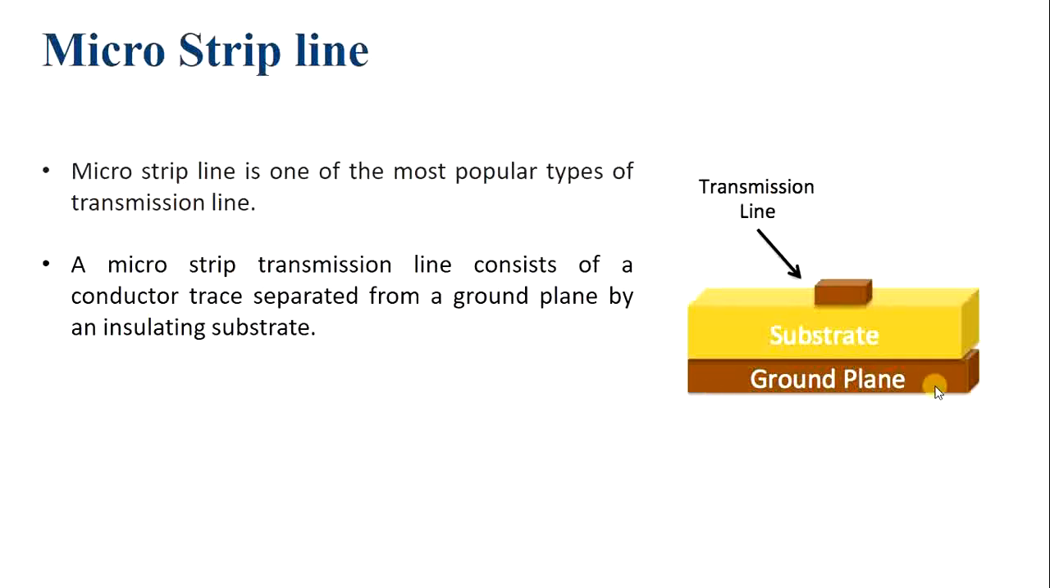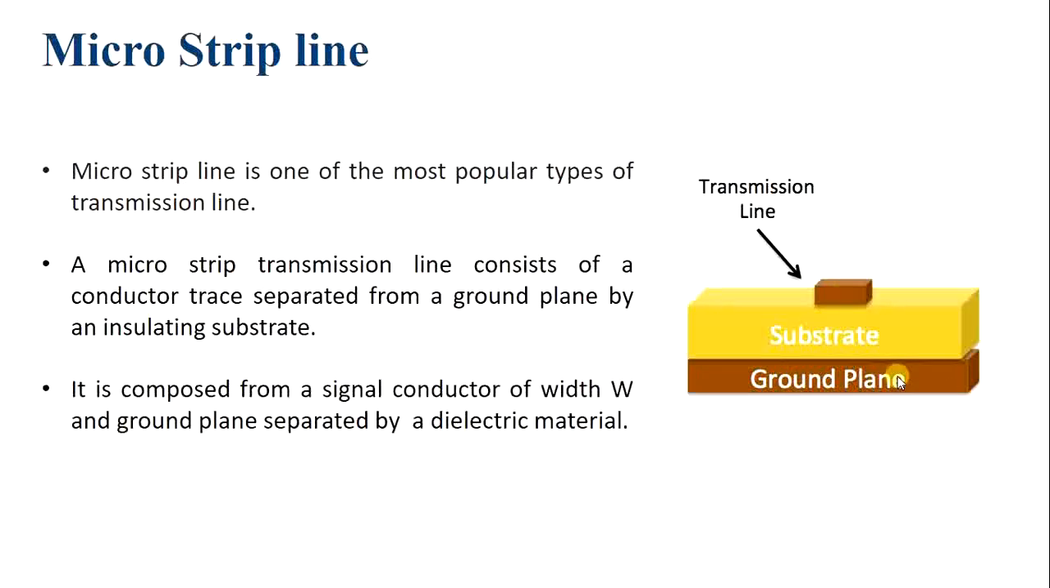The fields are confined to the dielectric substrate between the strip and the ground plane. This kind of transmission lines are lighter, more compact and flexible than the other types of transmission lines, and mainly they are used for the transmission of microwave signals.